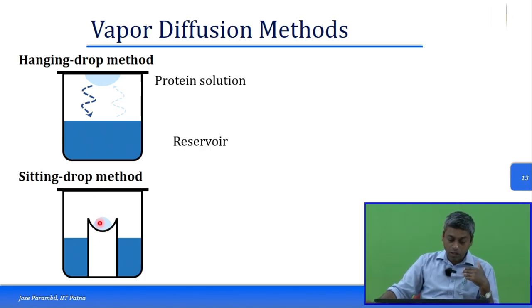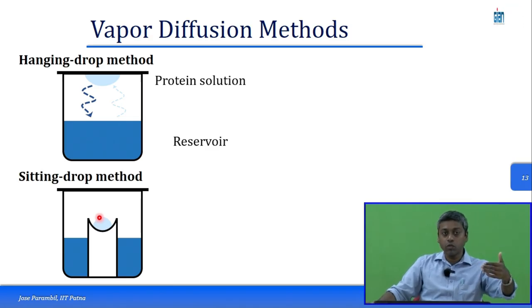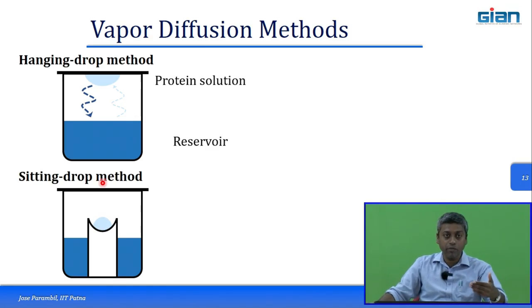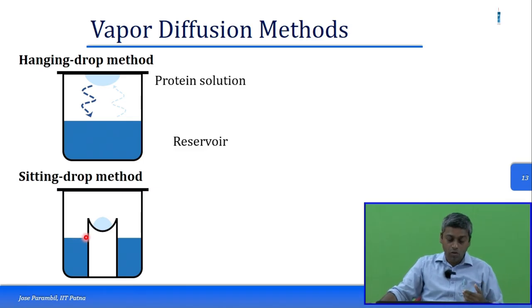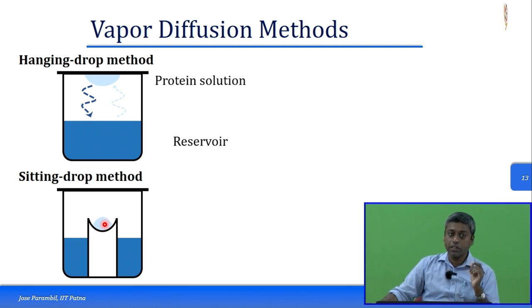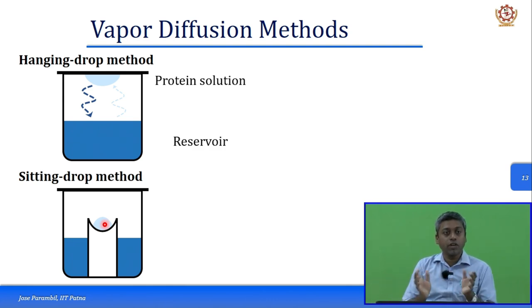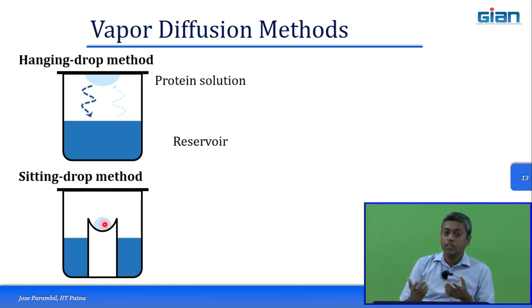Water is evaporating from both the reservoir as well as from the drop. But due to the equilibrium, a gradual shift in the composition would take place, in the sense that more water would evaporate from this droplet and less would condense back into it. Whereas in the reservoir, less would evaporate and more would come into it. So overall, the volume of the drop sitting there with the protein would keep decreasing. As the volume of the protein solution decreases, what happens to the protein concentration? It would increase. Over time, the protein concentration would increase.